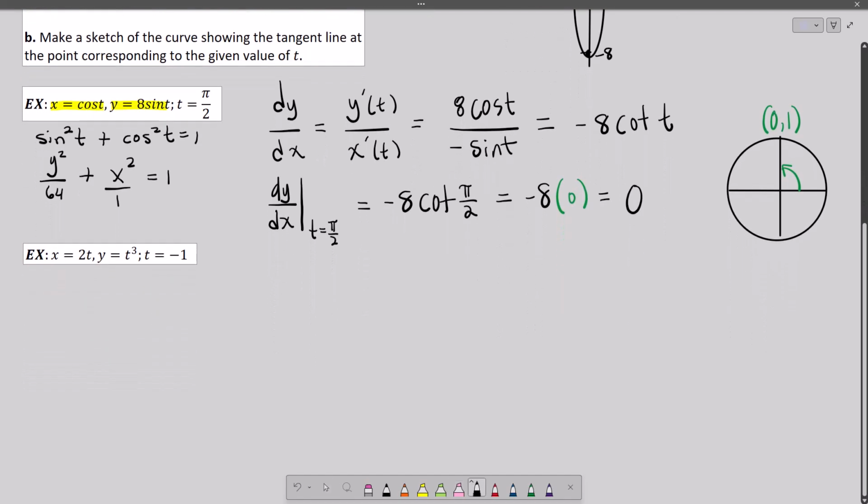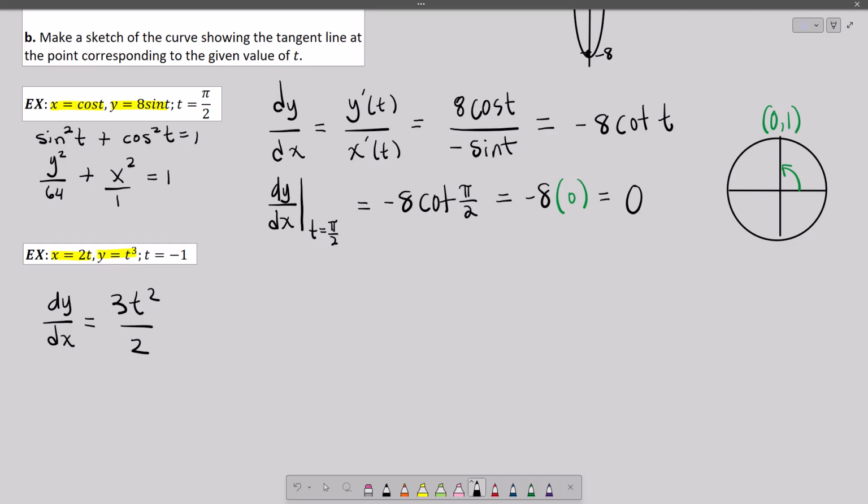Let's take a peek at this one. So here we've got a parametric curve. We haven't graphed it, but we know it's a parametric curve. We have an x, a y. So if we were to graph it, we could. Don't need to, though. dy/dx is going to be 3t squared divided by 2. So that's the derivative. You take the y derivative, put it over the x derivative. That's your parametric derivative.